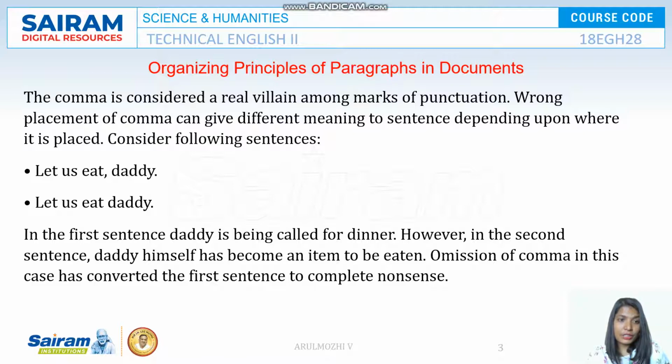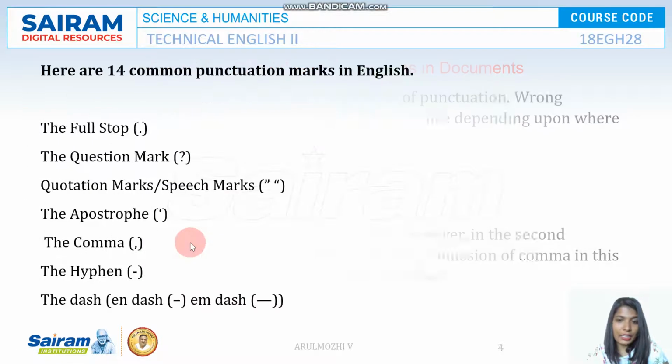Okay, punctuation, take for example, comma is sometimes considered as the villain of punctuation. Okay, because as I told you, "let's eat, daddy" means you're inviting your daddy to eat. But if you say "let's eat daddy," you are going to eat daddy. Okay, so the entire meaning changes, you become the villain. And so it's very important to place the punctuations correctly.